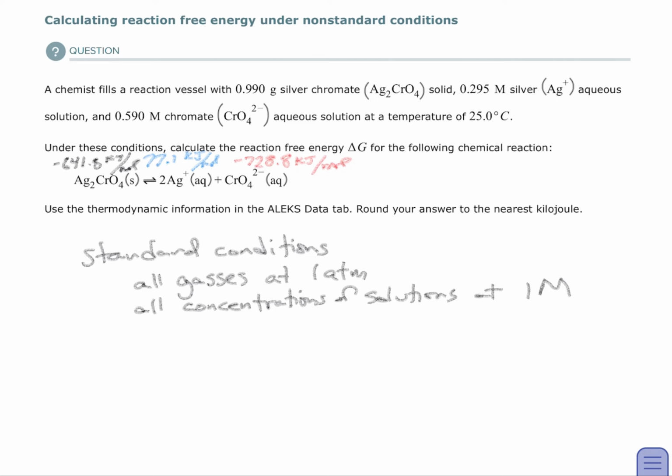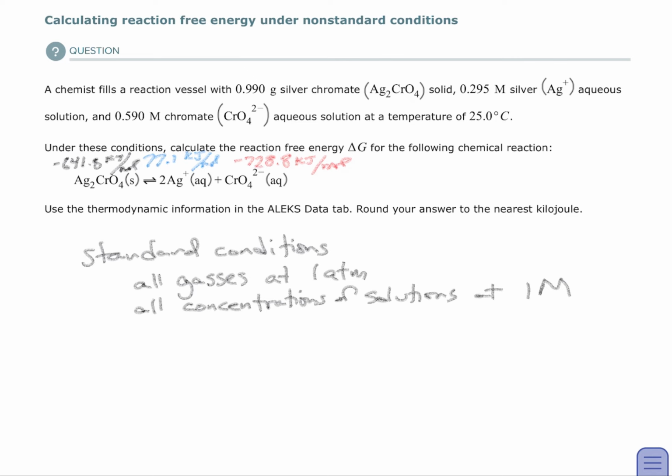And all you would do is multiply 2 times the 77.1 and add it to the chromate, which is negative 728.8. And then when you get that, you are going to subtract the reactants, which would be 1 mole times negative 641.8. So that would be it. And in fact, that's the first step you're going to do for this one as well, because if you have non-standard conditions, there is a formula that you're going to use, but it includes the standard free energy. So you're going to need it either way.